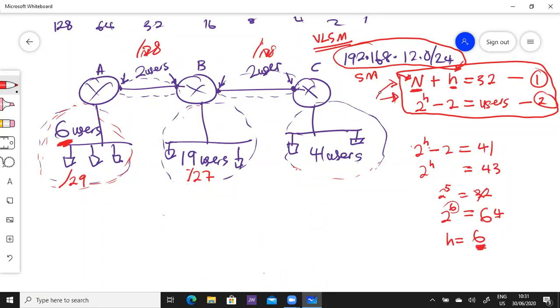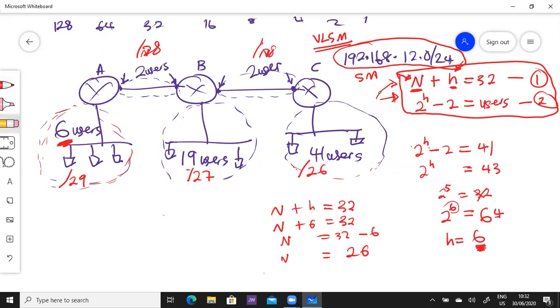Host bit is 6. If h is equal to 6, or host bit is equal to 6, bringing down equation 1, what will be n? 26. So n will be 32 minus 6, and n will be 26. So for the 41 users, our subnet mask will be /26.